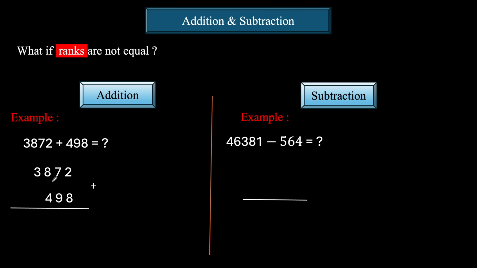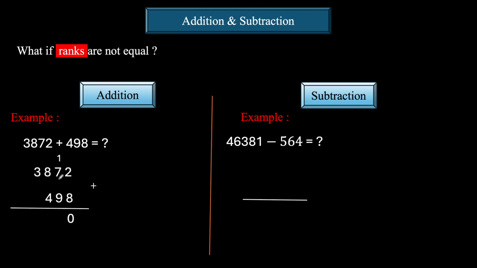One more. What if the digits are not the same? Like here we have 1, 2, 3, 4 digits. Here we have only 3 digits. It's also simple. You see, the one with the most digits, we write it up, and the one with the fewest digits, we write it down. Okay, then let's make the addition. We have 2 plus 8 is 10. So we write 0 here and 1 here.